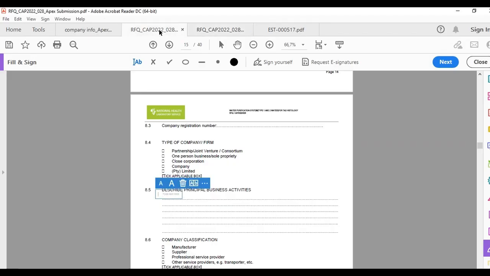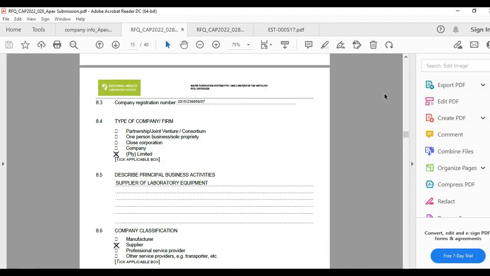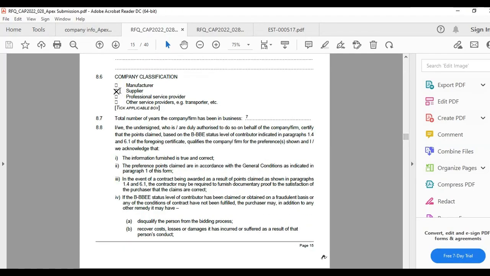Let me show you the completed document. Okay. Supplier of laboratory equipment. Company classification, we'll put supplier. Total number of years the company has been in business, we'll put 7 or 8 depending on how many years it is when we're doing this. And then you'll sign again.